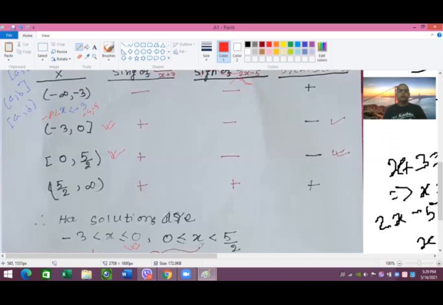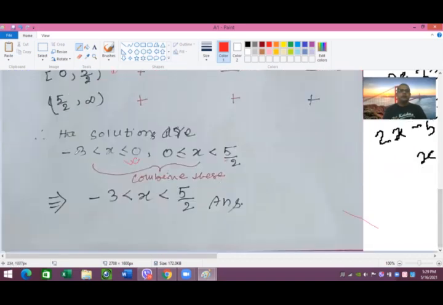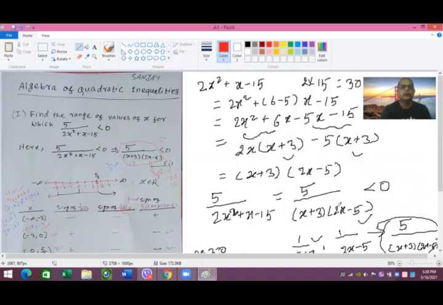So we can write here x less than 5/2. Why is it less than 5/2? Because if you put equal to 5/2, your inequality will not be defined. So in this way, we can find the solution for the quadratic inequalities. Finally, you can see that it is possible to combine. So it is minus 3 to 0 and then 0 to 5/2. If you combine these two, it is minus 3 less than x less than 5/2. And this is the answer for this inequality.